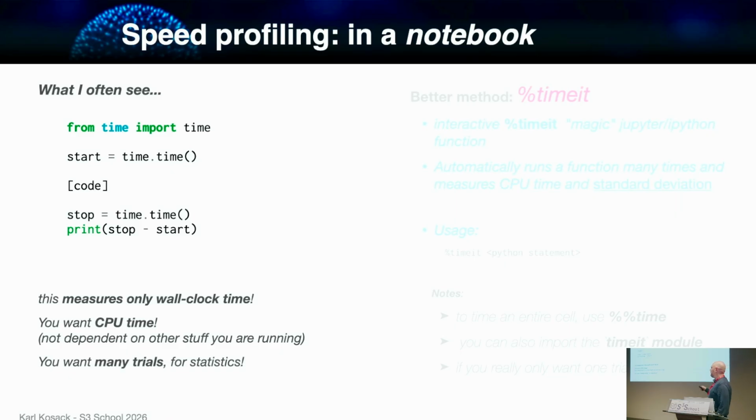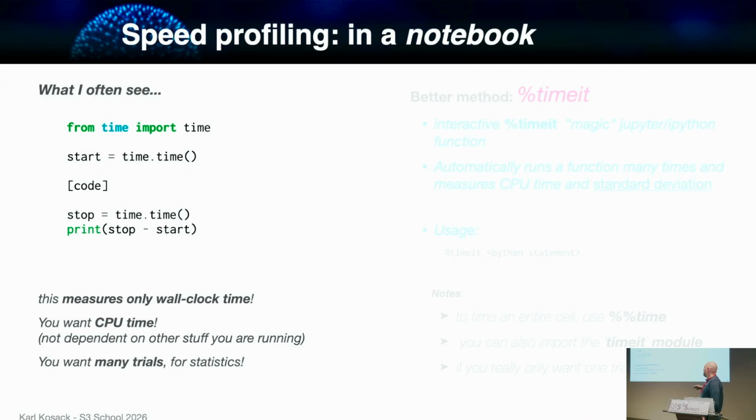What I often see is that people do something like this. They import the time module and pepper their code with start equals time.time(). If you call it with no arguments, it gives you the latest clock time. Then they run some code, make a call to it again, subtract the two, and print out how long something took. This is fine.